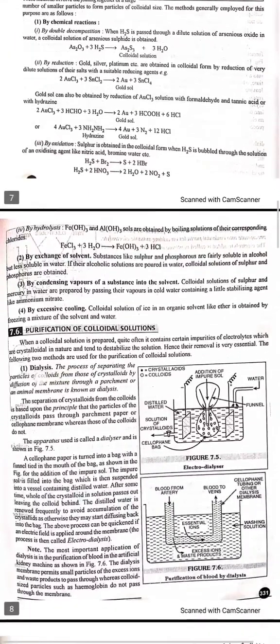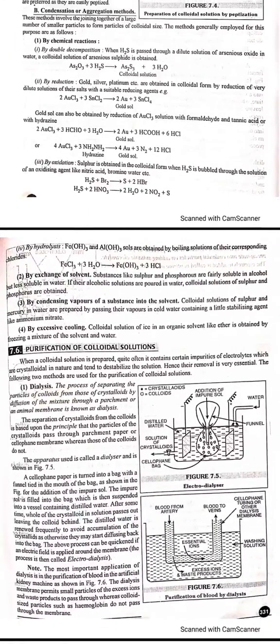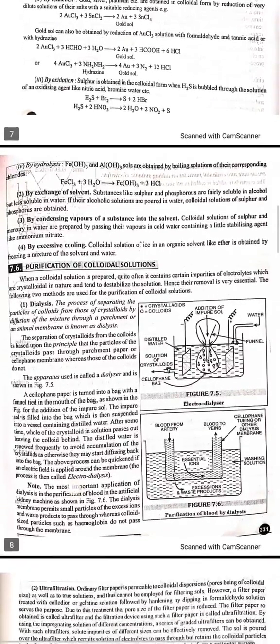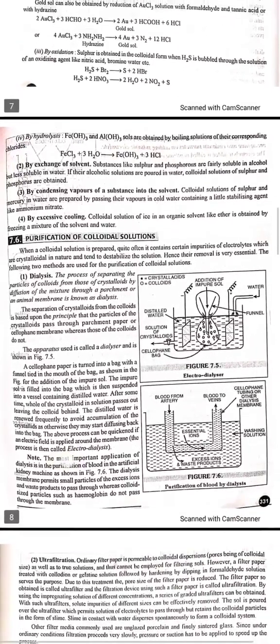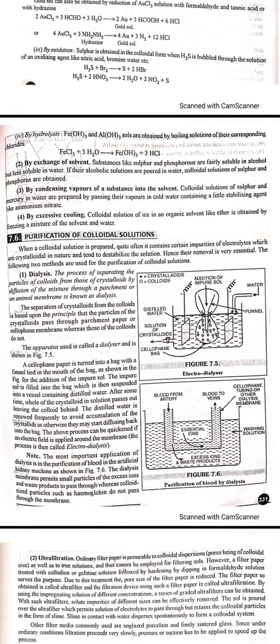Now our next topic is purification of colloidal solutions. This can be done by two methods, dialysis and ultrafiltration. When a colloidal solution is prepared, quite often it contains certain impurities of electrolytes which are crystalloidal in nature and tend to destabilize the solution. Hence, their removal is very essential. The following two methods are used for the purification of colloidal solution. First one is dialysis and second is ultrafiltration.